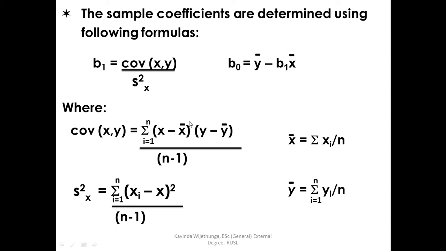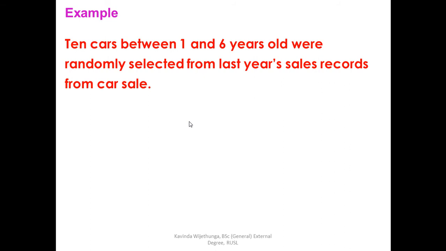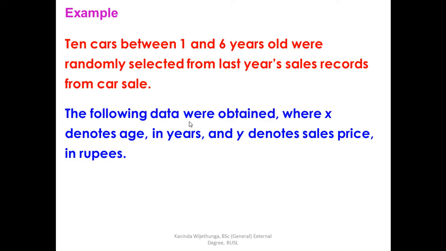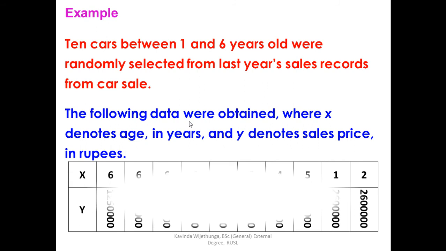So all the equations are given. Now you can find the regression line. I think you did those things earlier also. However, I am going to explain how to find the regression line manually as well. Example: 10 cars between 1 and 6 years old were randomly selected from last year's sales record from a car sale. The following data were obtained where x denotes age in years and y denotes sale price in rupees. So this data is given.